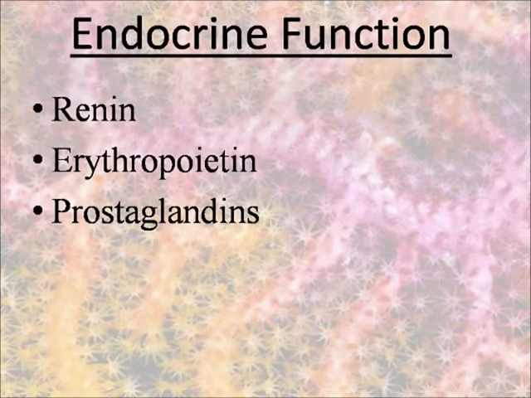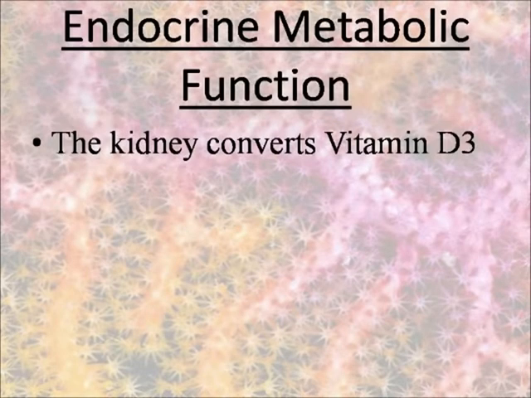Renin is secreted by juxtaglomerular cells, while erythropoietin hormone is secreted by endothelial cells of peritubular capillaries of renal cortex. The same applies for endocrine metabolic function. Kidney converts vitamin D3 to active 1,25-dihydroxycholecalciferol by alpha-1 hydroxylase enzyme in cells of proximal convoluted tubule under the effect of parathyroid hormone.